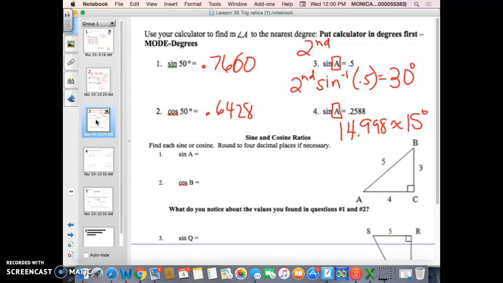Okay? So the distinction is when you're looking for the ratio, you just do it regular. When you're looking for the angle measure, you have to hit second.